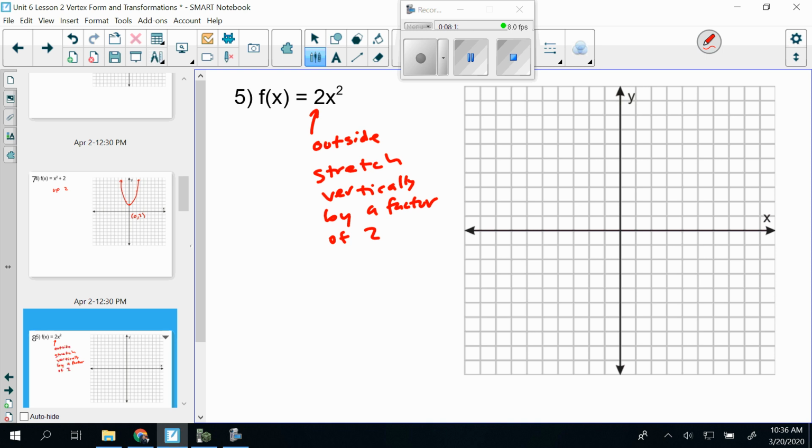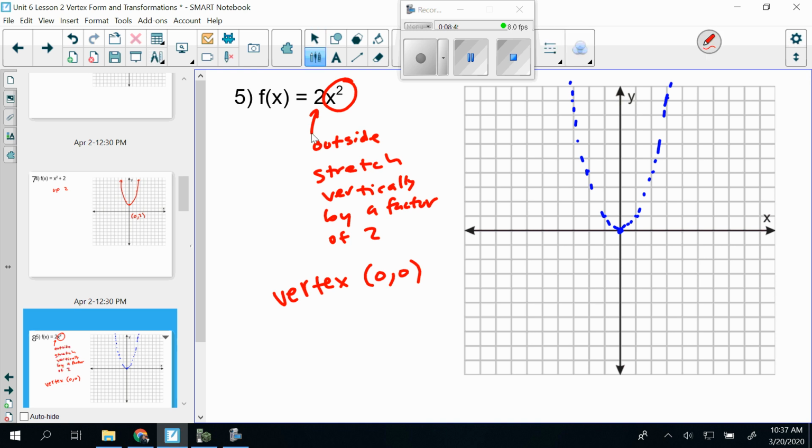That's going to make this kind of a longer graph here. And it's not going to do anything to our vertex. So our vertex here is still going to be the vertex of x squared, which would be at 0, 0. So let's sketch out that parent function again. The parent function of x squared, we had a point here, at 2 it's going to be 4, at 3 it's going to be 9, so here and here. So we'll get that parent one on there just as a reference.